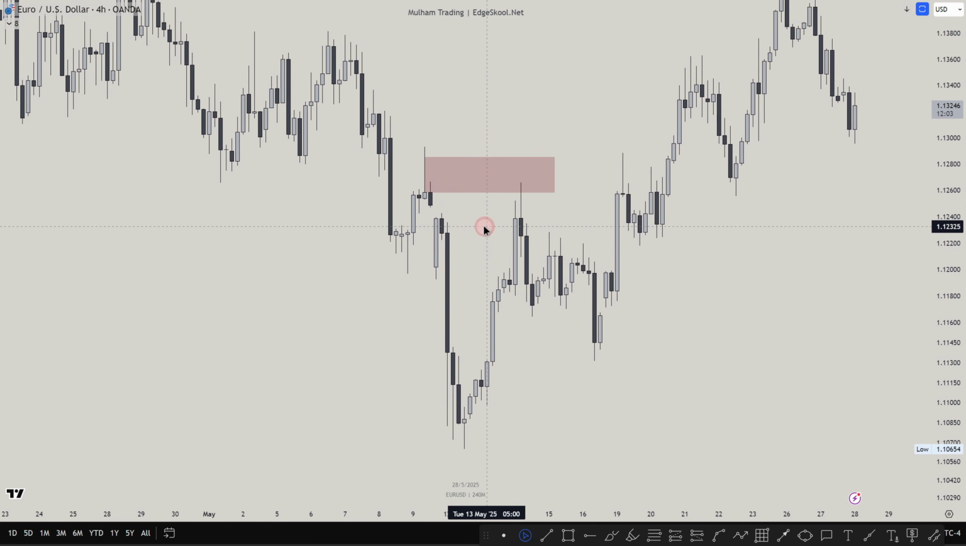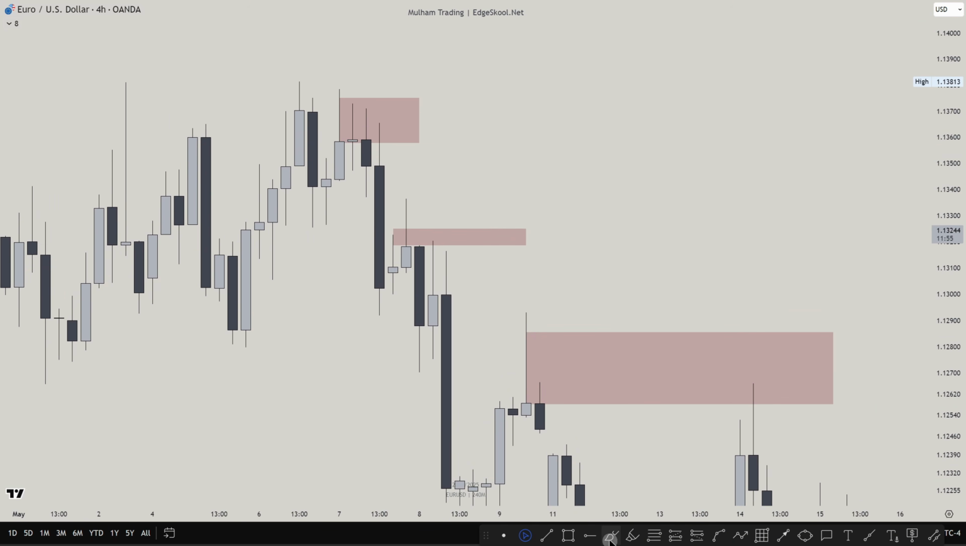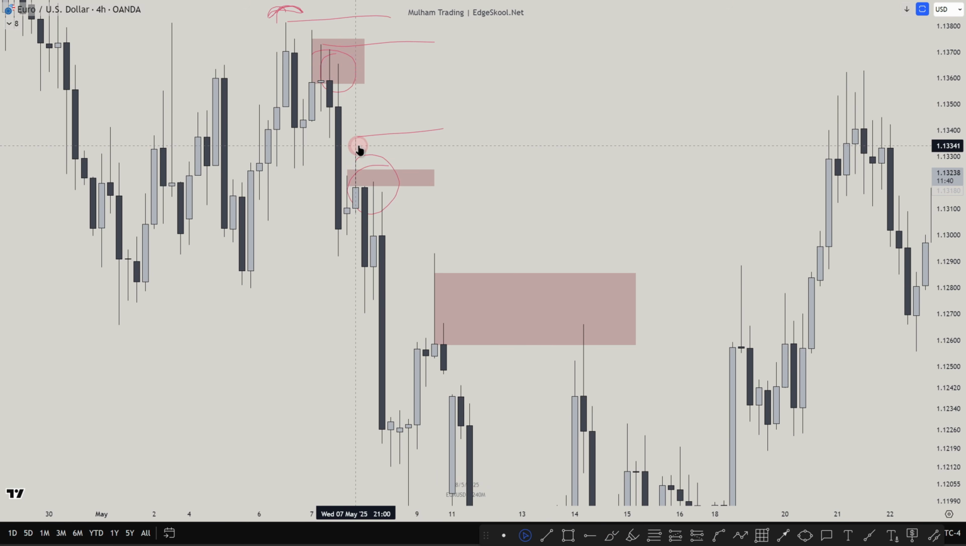Reaction off an extreme level. What do we notice here? Another extreme level. Another extreme level. What are a lot of people going to do? They're going to say, oh, that is the liquidity level and we want it to be taken. It's not taken. Same level here, not taken, and only respect of that level going lower. We have this liquidity level, not taken.